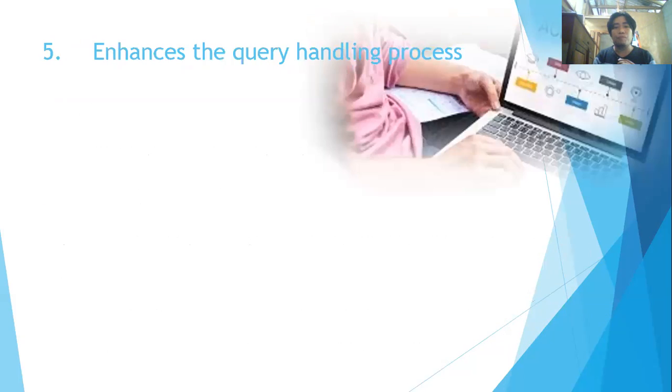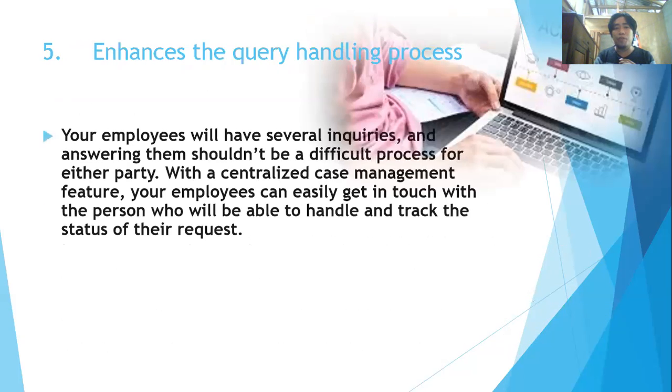objectives. Fifth is an enhanced query handling process. Your employees will have several inquiries, and answering them shouldn't be a difficult process for either party. With a centralized case management feature, your employees can easily get in touch with the persons who will be able to handle or track the status of the request.